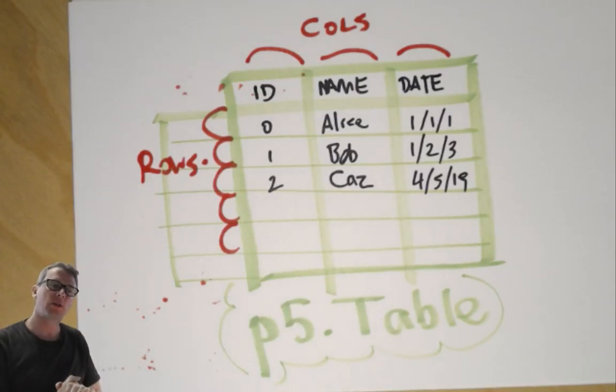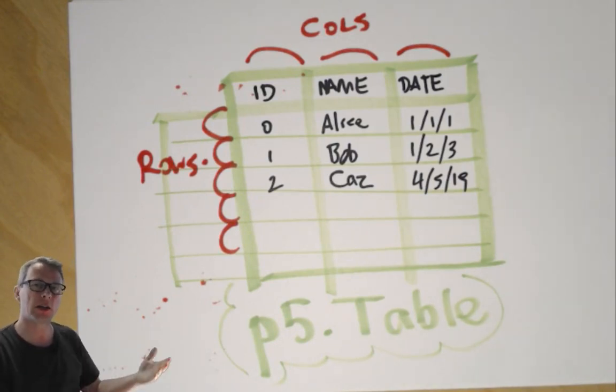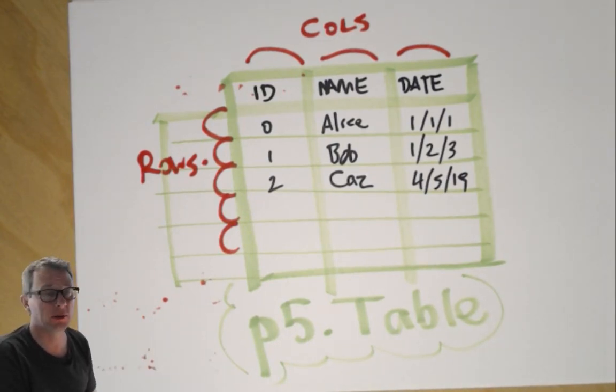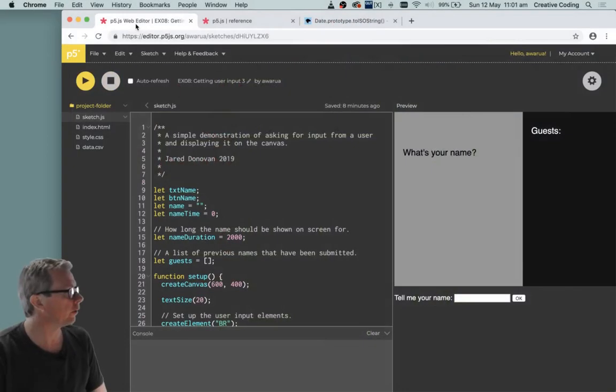In the last two example videos, I've created a simple guest book where users can enter their name and have that added to a list of guests that have visited the page. This is what it looks like currently. So you've got your name on the left-hand side. If I put my name in here and click OK, it says hello, and then after a while it adds my name to a list.